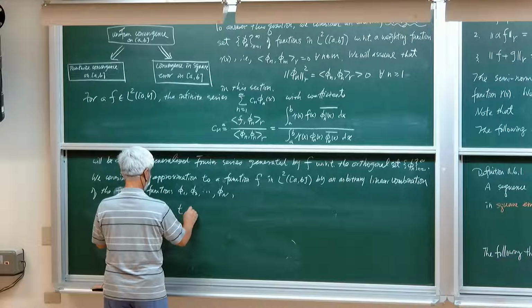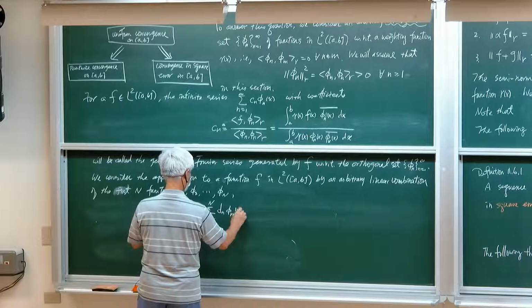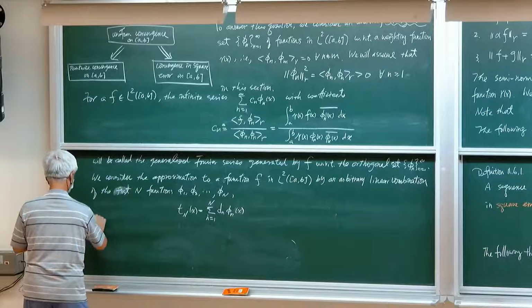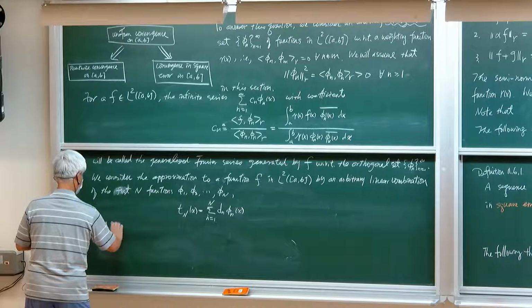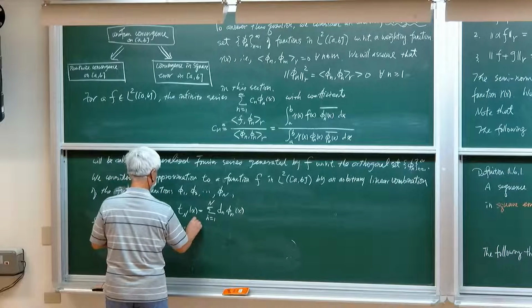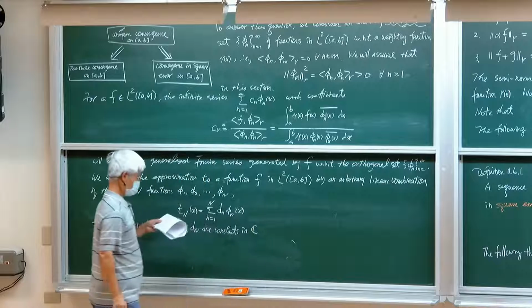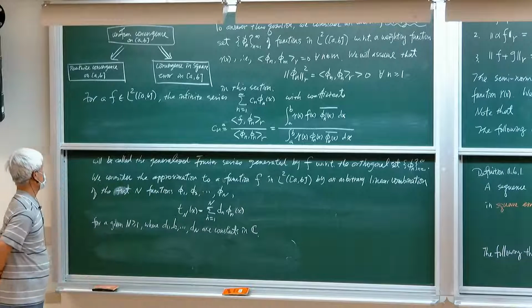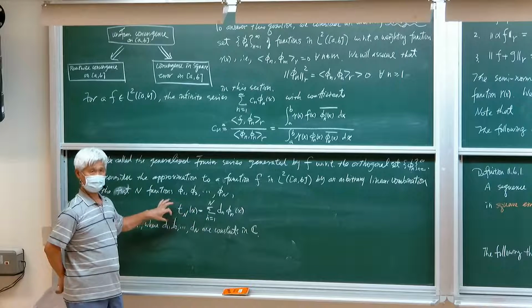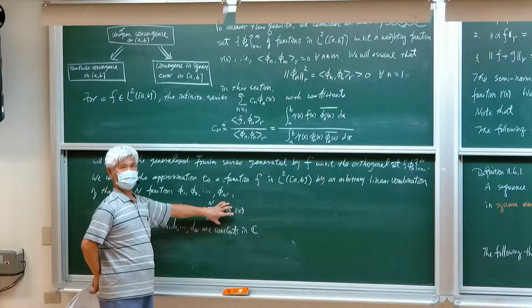So we will approximate for a given capital N greater than or equal to 1, where D1, D2 up to D sub capital N are constants in C. Okay. So we consider such an approximation. Okay, so this is the arbitrary linear combination of the first capital N members in the orthogonal set, let's say. So Dn can be arbitrary, right?